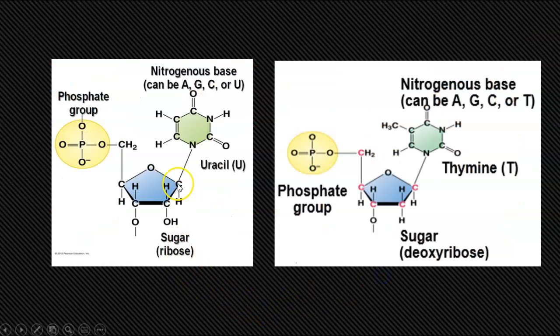So here we have, basically, once again, our ribonucleotide here with uracil, and our deoxyribonucleotide here with thymine, showing that they are very similar in structure, except for the difference of the sugar and a couple of differences in the functional groups that are attached to the ring structure there.